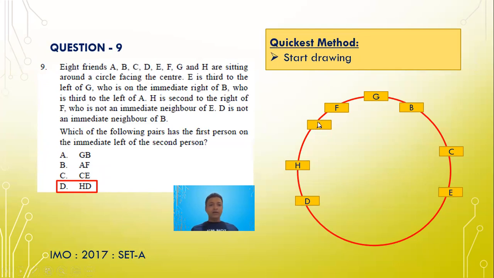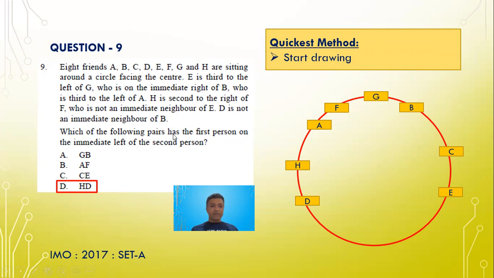And then you have to find the position of H and F. H is second to the right of F. So let F be here, H will be here. And then the only person remaining is D, and D is not the immediate neighbor of B. So D will come here, isn't it? So then when you find the position of all the people, you will find the first person on the immediate left of the second person. So G and B.